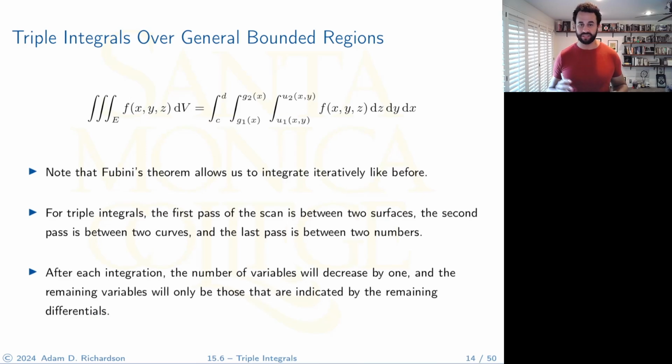Now, a couple of notes about this process. I've kind of already said these. Fubini's theorem is what allows us to integrate iteratively like before, so that's why we like Fubini's theorem. For triple integrals, the first pass of the scan has to be between surfaces in some way. It could be left, right, forward, back, up, down, but you're going to integrate between two surfaces first. Then the second scan is hopefully between two curves, and then the last pass is between two numbers. So try to keep that idea in mind. That's really what we're doing. Go between surfaces, go between curves, and then go between numbers at the end. And that should be the complete scan.